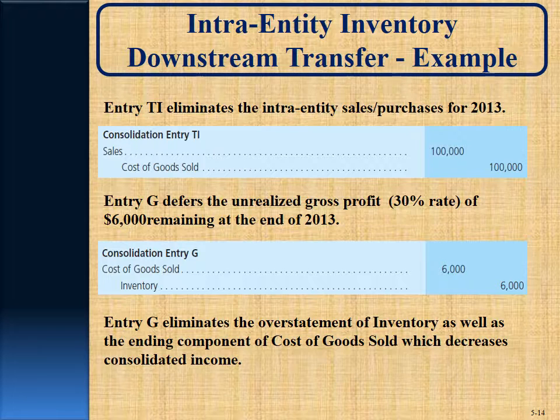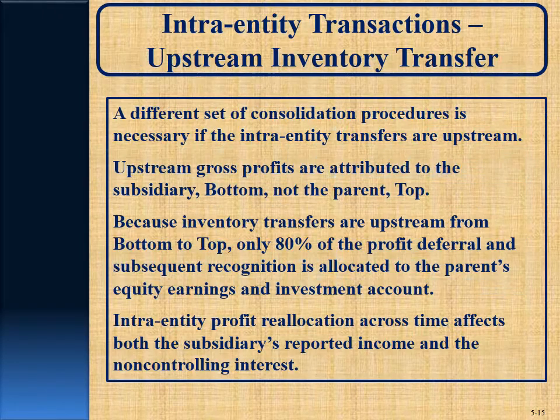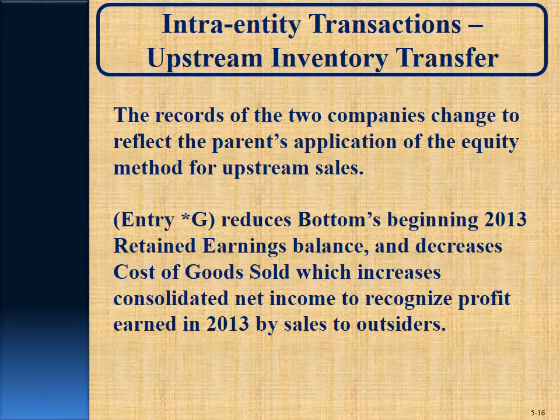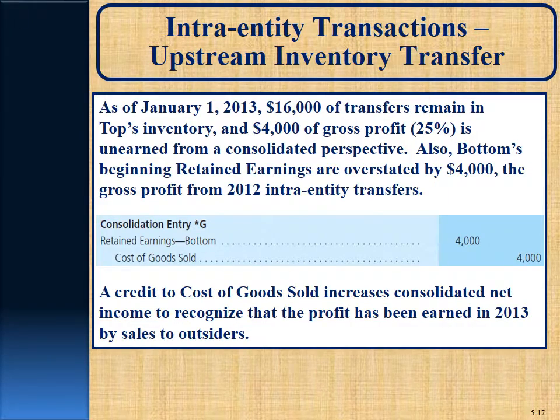But what about last year's gross profit that was not realized? Okay. Entry G reduces bottom's beginning 2013 retained earnings balance and decreases cost of goods sold. And there it is. Gosh, I gave you 4 slides on that. As of January 1, 2013, we need to debit the retained earnings because right now in the subsidiary's beginning retained earnings balance, they have that $4,000 from last year.